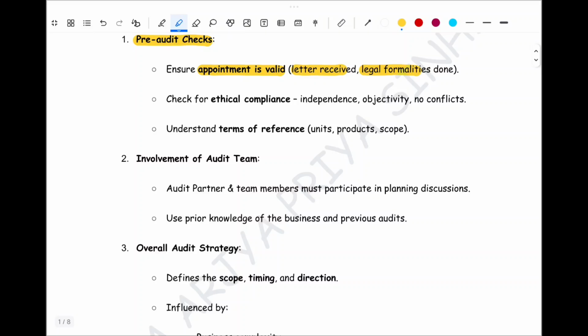Next is to check whether all the ethical compliance has been done or not, like independence, objectivity, and no conflict of interest. Understand the terms of reference like units, products, and scope. These are also important, and they depend on sector to sector, for which sector you are going to appoint. That is also important.